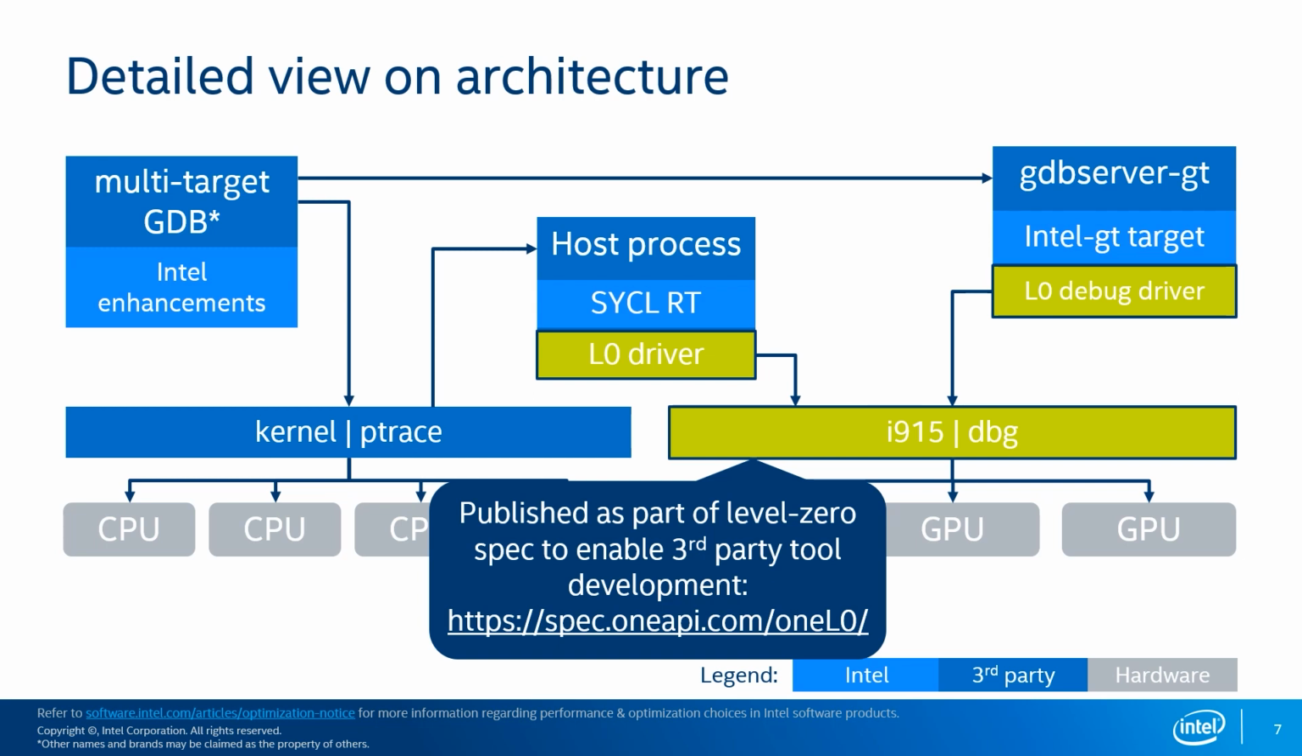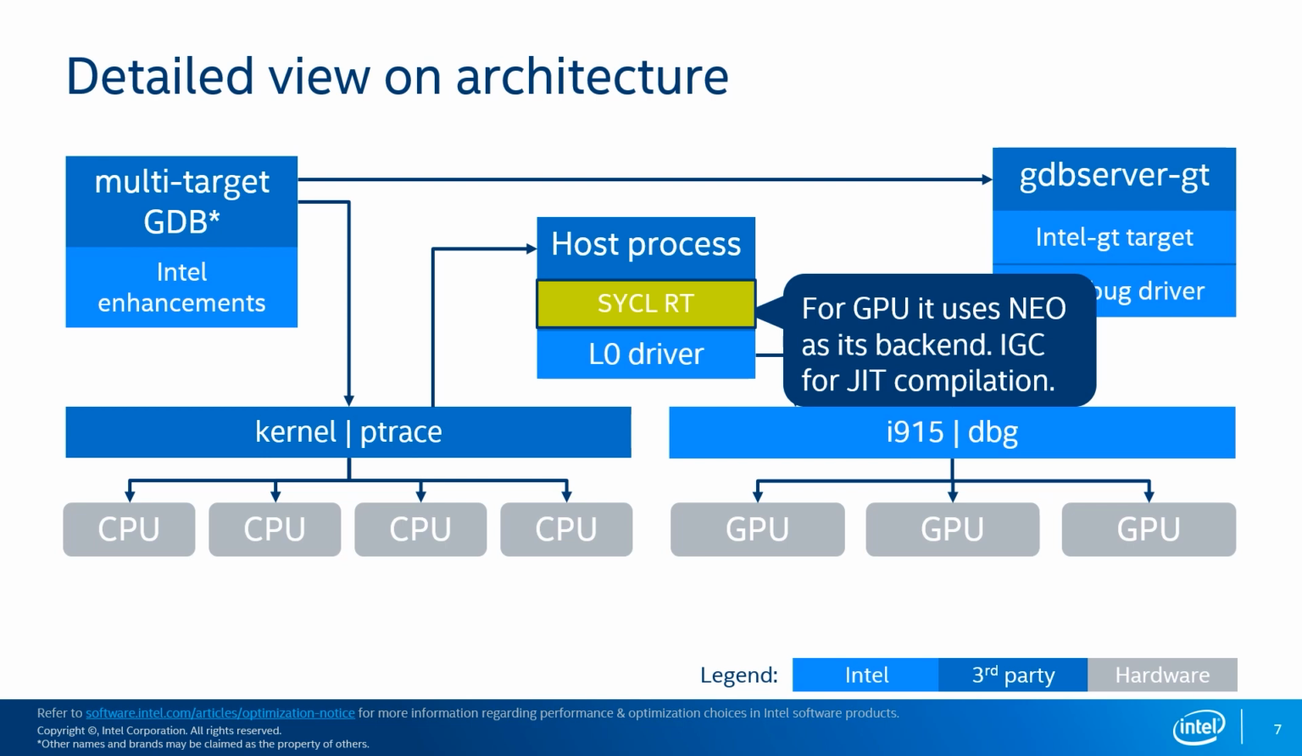Via the debug interface, GDB server makes the driver aware that it is started and that the debugger is active. Then, SYCL runtime, via the level 0 interface, checks whether the debugger is active. If it is, some flows are changed inside the runtime.